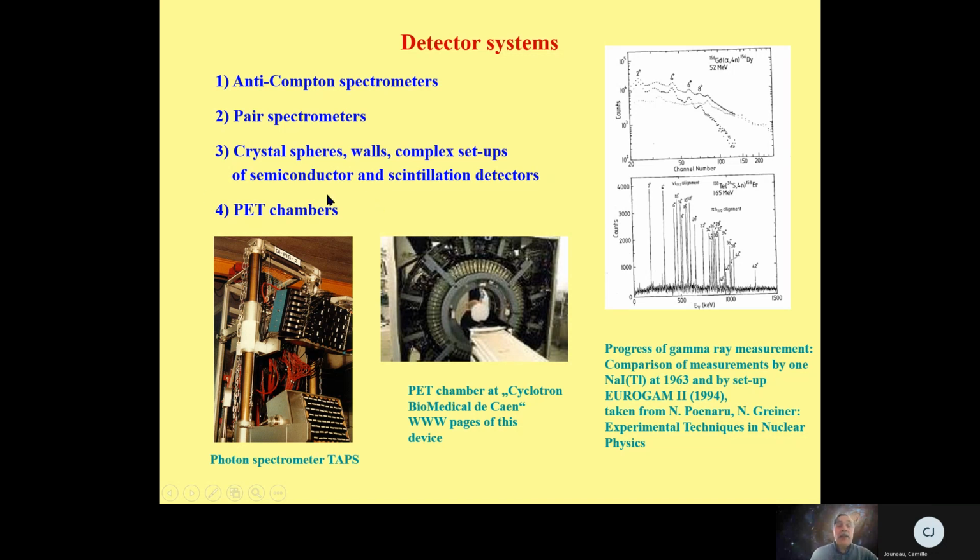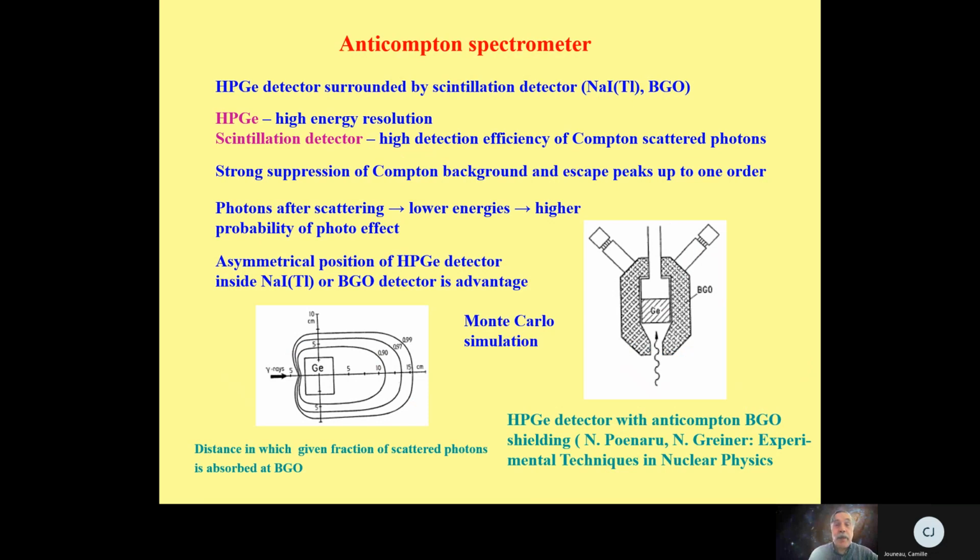For application, there are chambers made of many scintillation detectors, and one of these is PET chambers, that means positron emission tomography chambers, but I will tell you later what they are and why they are used.